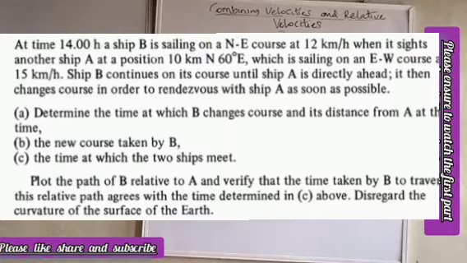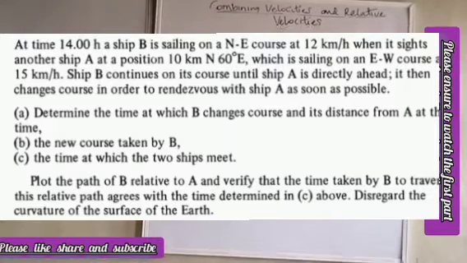Plot the path of B relative to A and verify that the time taken by B to traverse this relative path agrees with the time determined in C above. Disregard the curvature of the surface of the earth.